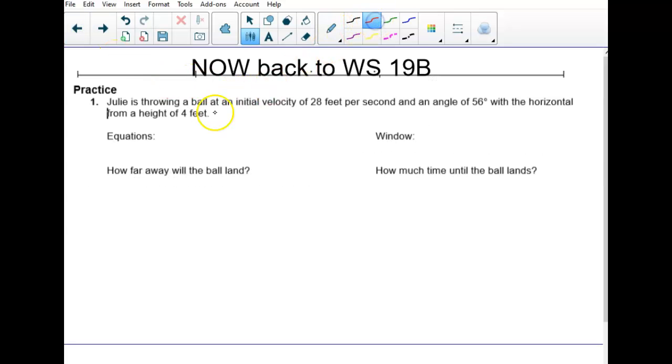Okay. Julie's throwing a ball at initial velocity, so this is our V sub 0, and an angle of theta is 56 from a horizontal height of 4 feet, so this is our H sub 0. So someone tell me what we're putting in for X of t.